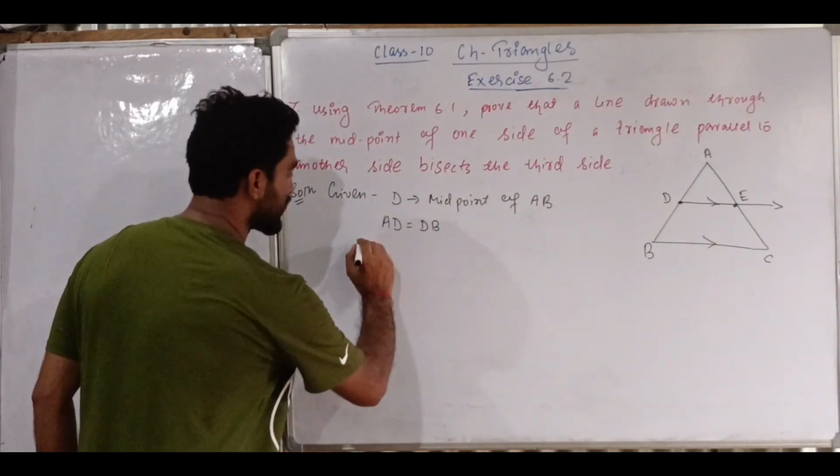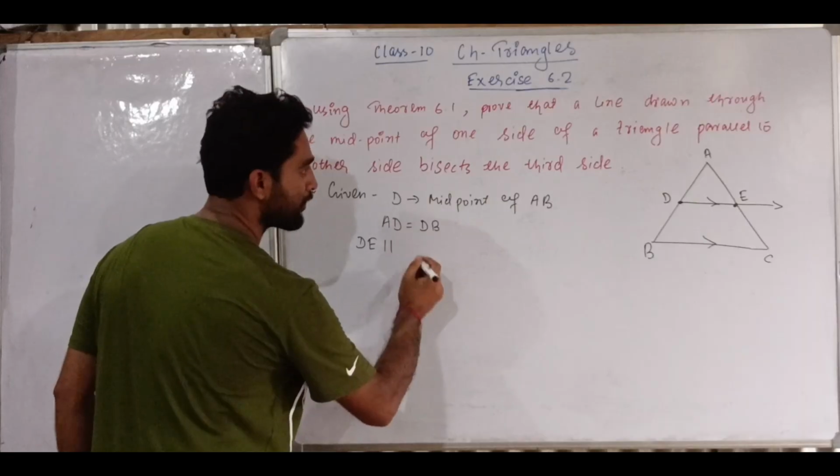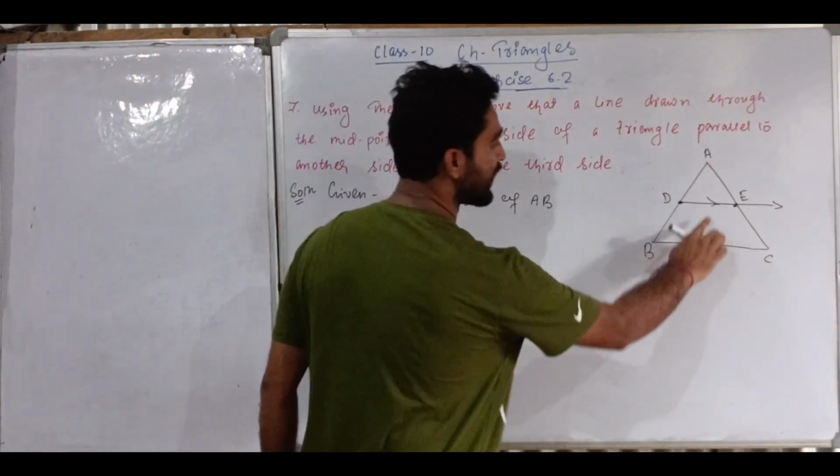And also one more piece of information is given. This DE is parallel to BC. This line is parallel to the BC line.